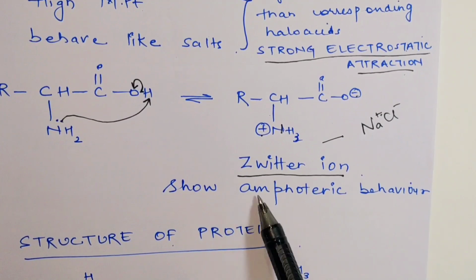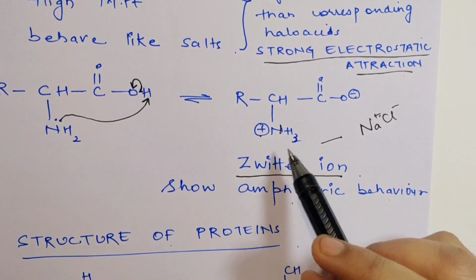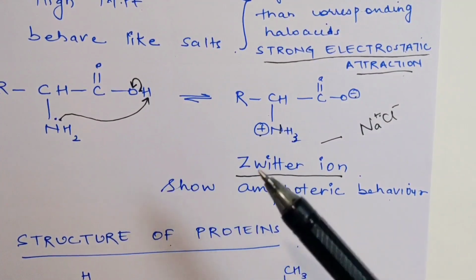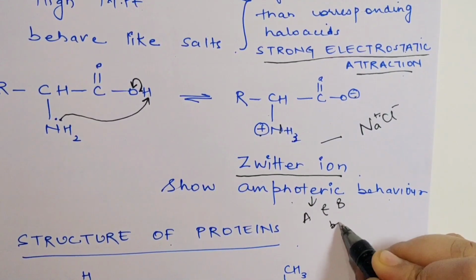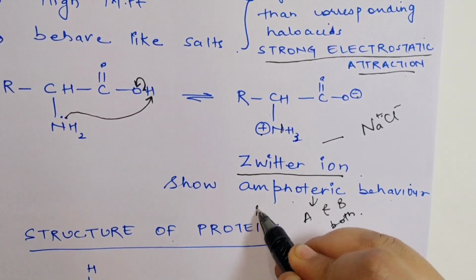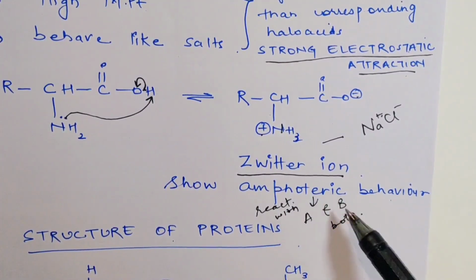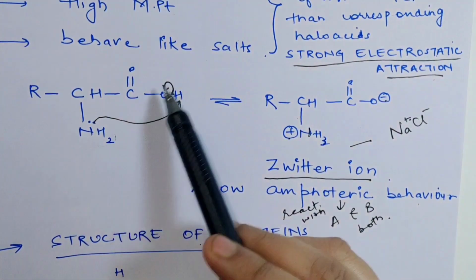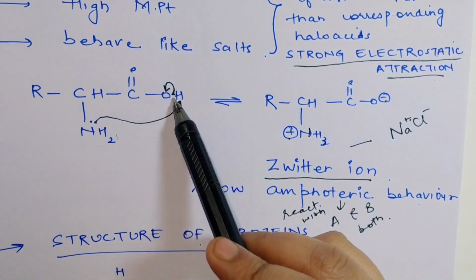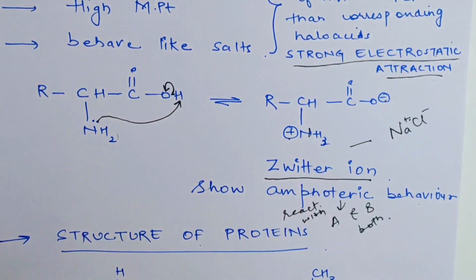They also show amphoteric behavior. Amphoteric behavior means that these zwitterions or amino acids can react with acid and base both. Of course, they react with acids and bases both. The basic part would react with acid and the acidic part of the amino acid would react with base. So an amino acid can react with acid and base both, and therefore it shows amphoteric behavior.